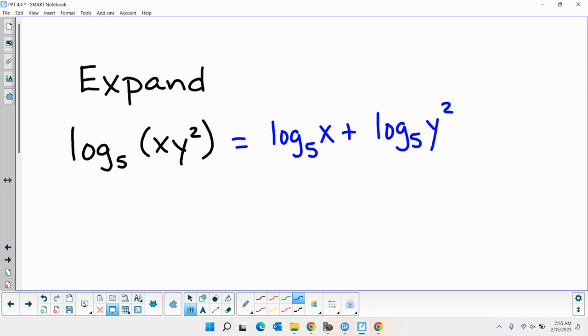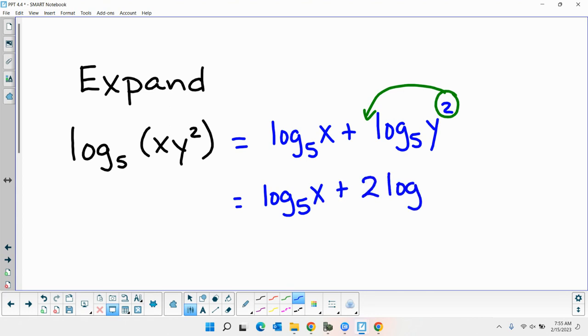Okay? Now, when you expand logs, you don't want any exponents. You don't want any radicals. Okay? So what you got to do is that third property we talked about. If I have an exponent here, I can move it out front of the log. Okay, so to get this expanded completely, I'm going to move that 2 out front.